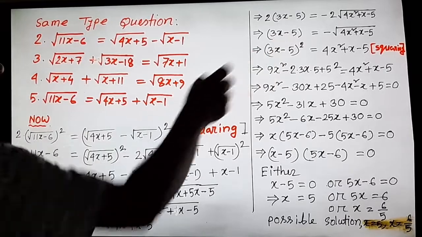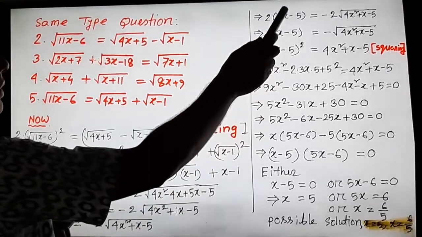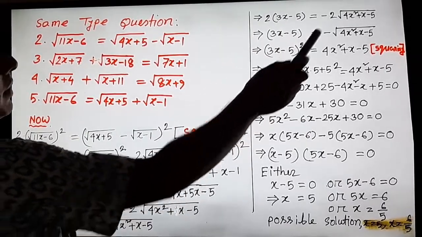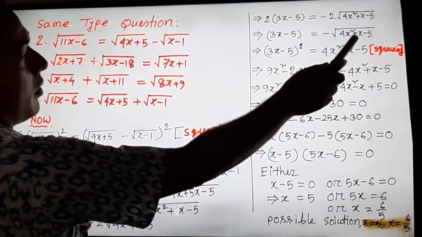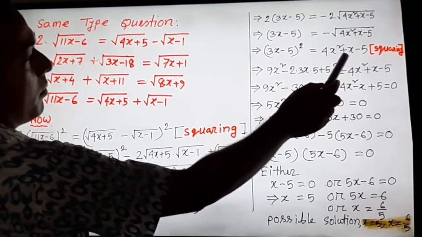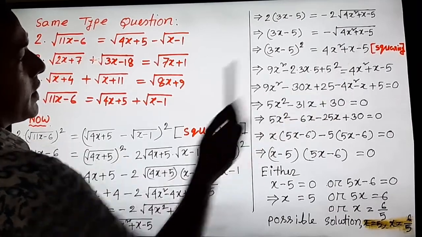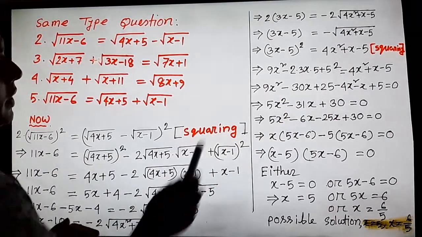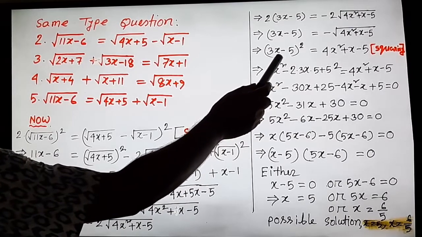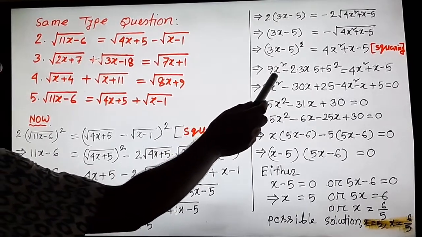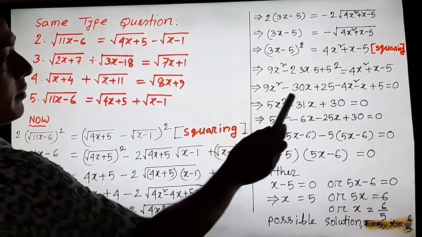Then it will be, in this, 3x minus 5, in this 4x square minus 5 plus x minus 5, squaring both sides. And for a minus b whole square we can apply the algebraic formula of a minus b whole square is equal to a square minus 2ab plus b square.